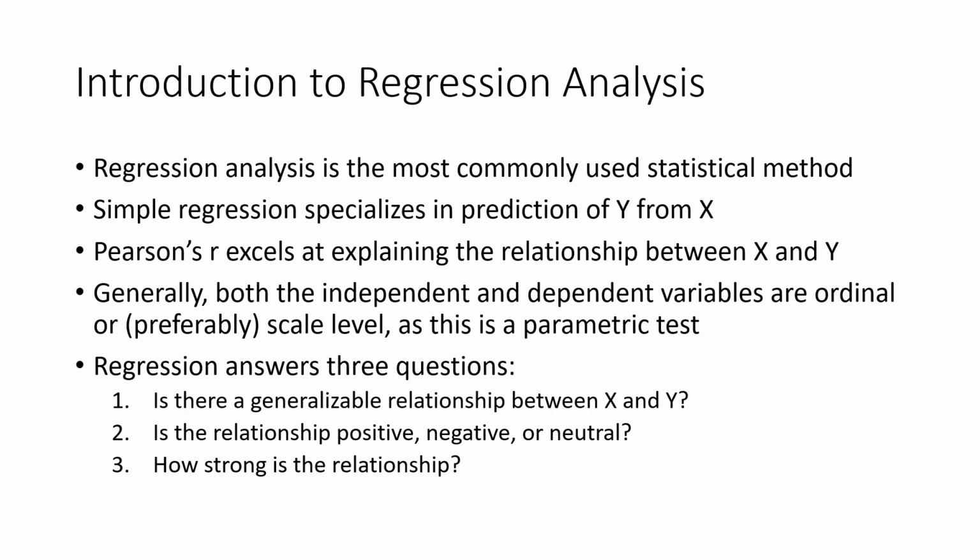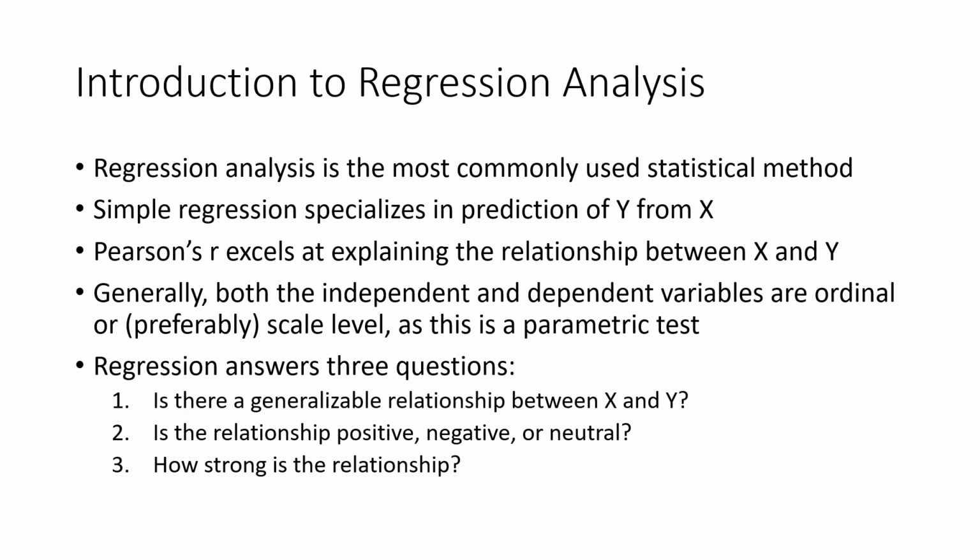Pearson's R, on the other hand, excels at explaining the nature of the relationship between x and y. So Pearson's R is a standardized form of regression, and it says something about the strength of the relationship between x and y. You can't use Pearson's R for purposes of prediction, but you can use it for explanation, and in fact it is ideal for explanation.